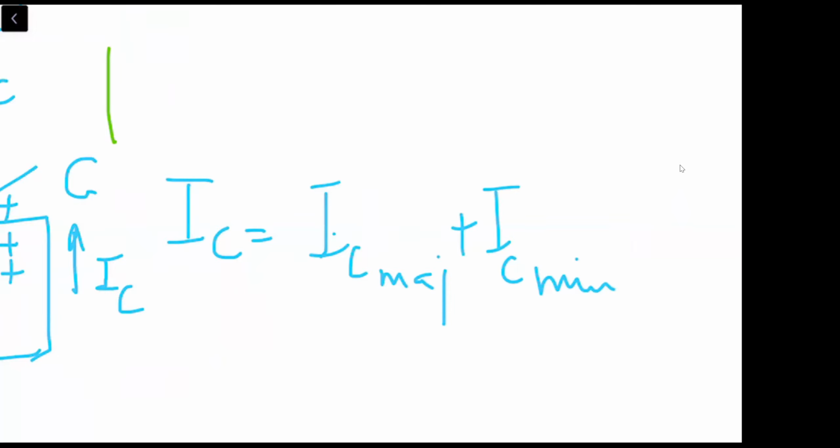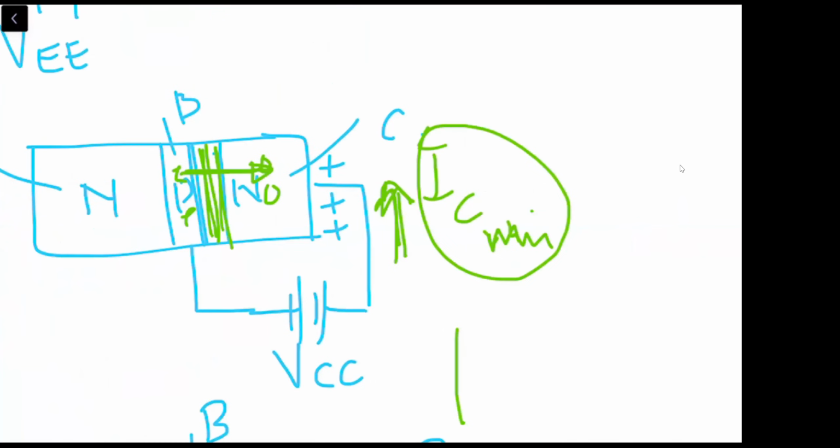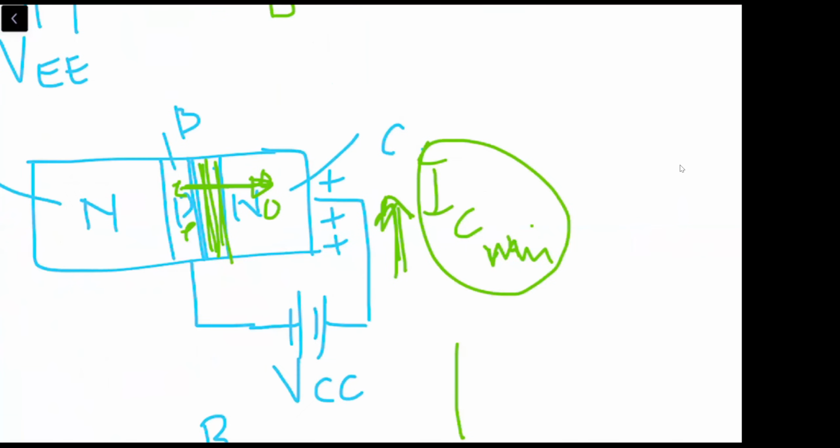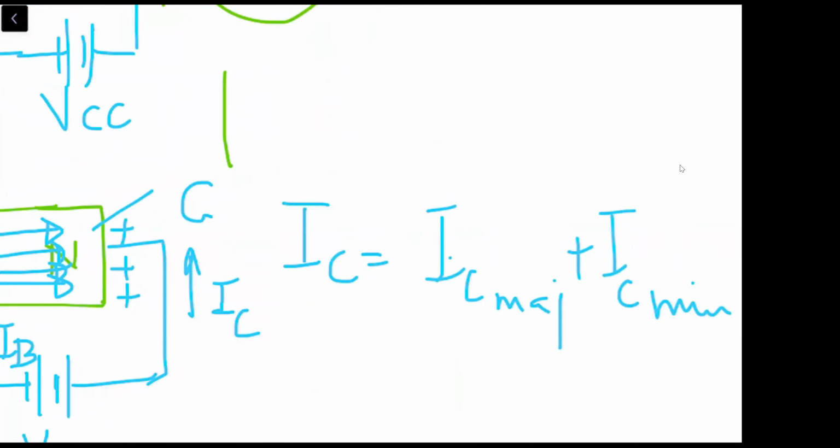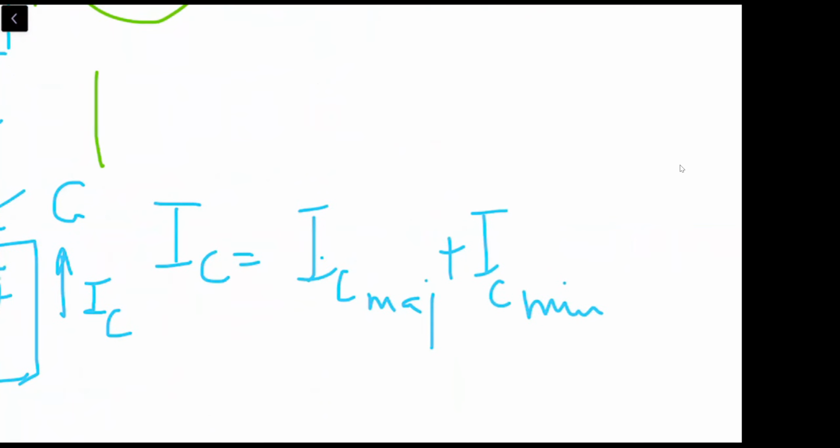Because if you see, we have this, where part of the collector current is due to the minority carriers and a part of the collector current is due to the majority carriers, right? So therefore we say that the collector current IC is actually the summation of IC majority plus IC minority. Are you with me?